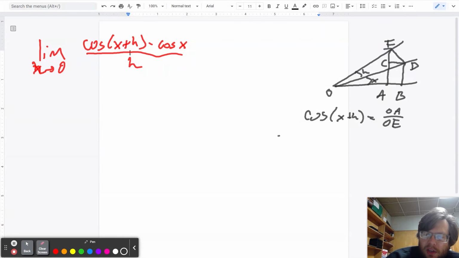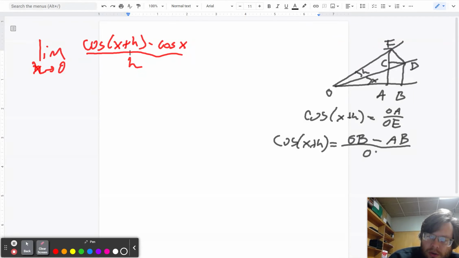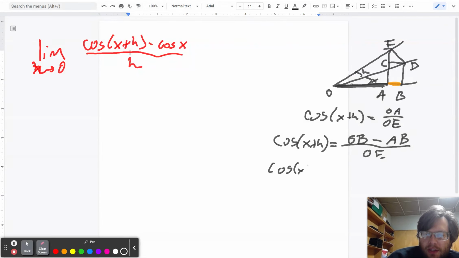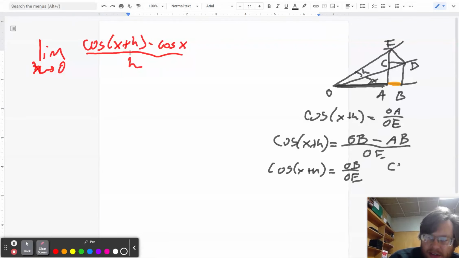What's a little interesting about this as opposed to sine is that that's actually the difference of two things. That's OB minus AB. If you think about what OA is, just this first distance here, I can take OB and then subtract AB from it. So I can then split that up into two different ratios, OB over OE, which is fine. And then AB is the same as CD because they're parts of a rectangle, by the way I constructed it.